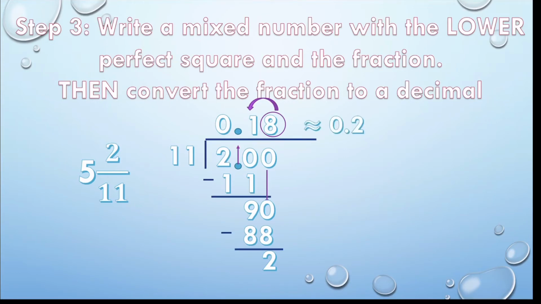So really my decimal is 0.2. That's to the nearest tenths place. So instead of writing 5 and 2/11ths, I'm going to go back, take the 5, and write 5.2. There is the approximate root of 27 to the nearest tenth.